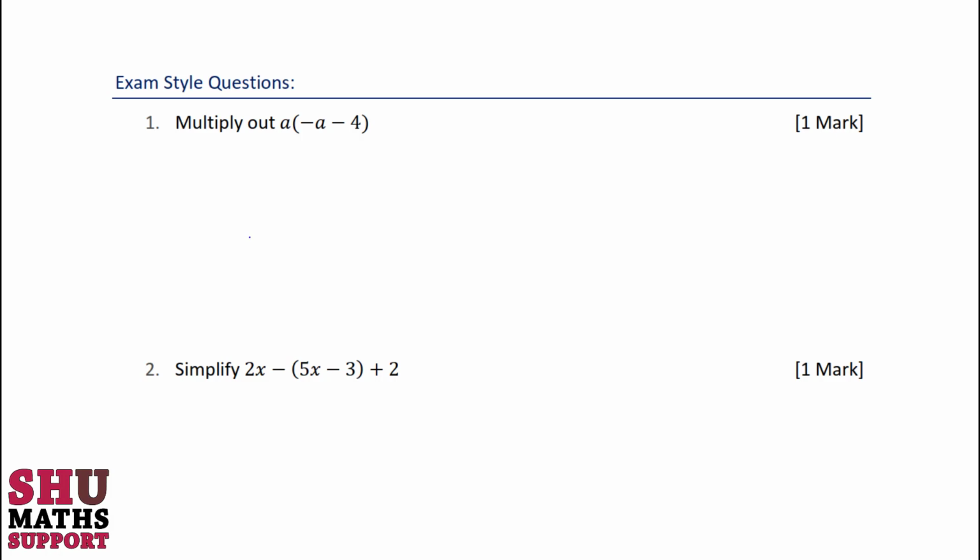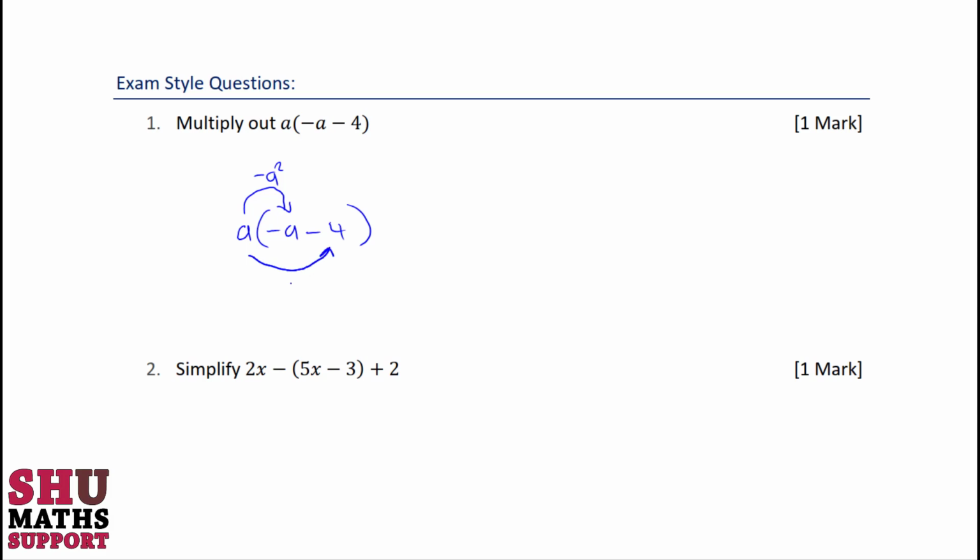So the first question is asking us to multiply out a times minus a minus 4. So we'll just do our usual approach, so let's write it underneath again. So we have a times minus a minus 4. And then what we're going to do is take a and times it by the first term in the bracket. So we have a times minus a, which is minus a squared. And then we'll take a again and times it by the second term in the bracket. So we have a times minus 4, and that gives us minus 4a.